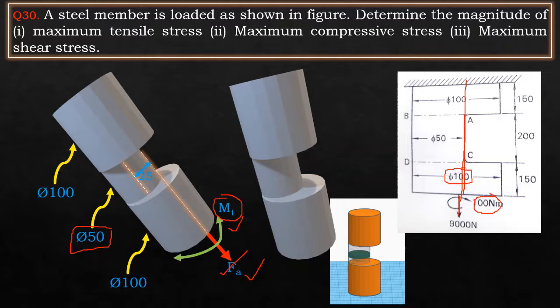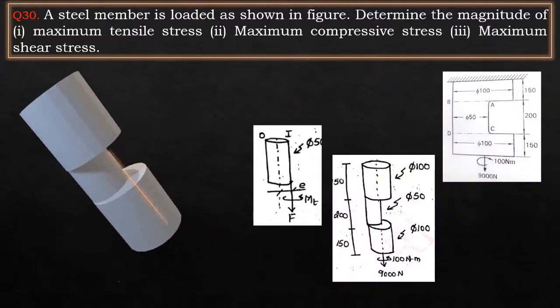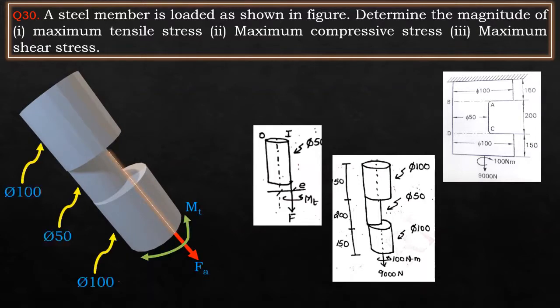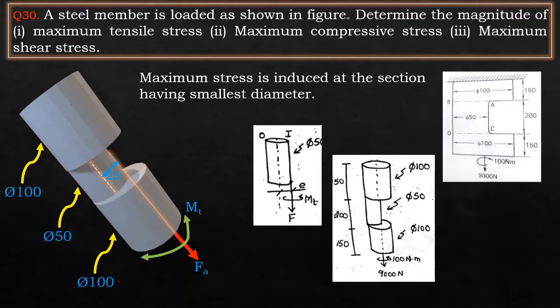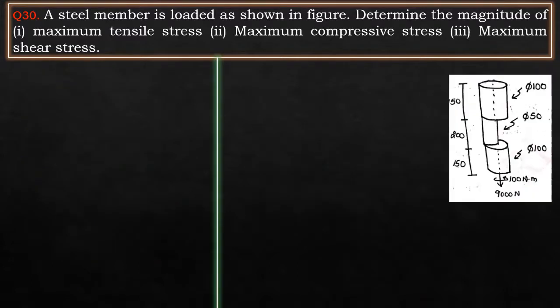So if you clearly observe, there is an eccentricity of 25 mm in the structure. Therefore, this structure has the combination of all three loads: the bending load because of eccentricity, second one axial load, and third one torque or torsional load. And the main focus will be on the smaller cross section, that is 50 mm diameter. The maximum stress is induced at the section having the smallest diameter.